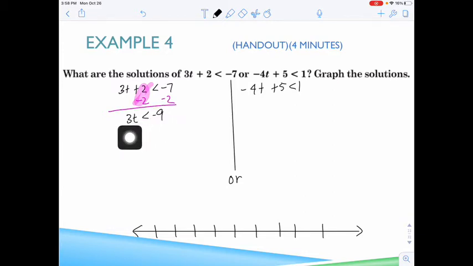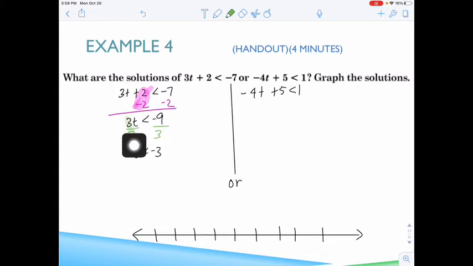Now we have 3 times t. To get t all by itself, I want to undo the 3, so we're going to divide both sides by 3. When we divide 3t by 3, the 3s cancel out and become a 1, so we're left with just t. -9 divided by 3 gives us -3. Notice we are dividing by a positive 3. Even though you have a negative up here, the number we actually divided by was positive, so we do not flip our sign. So for the first inequality, we get t < -3.